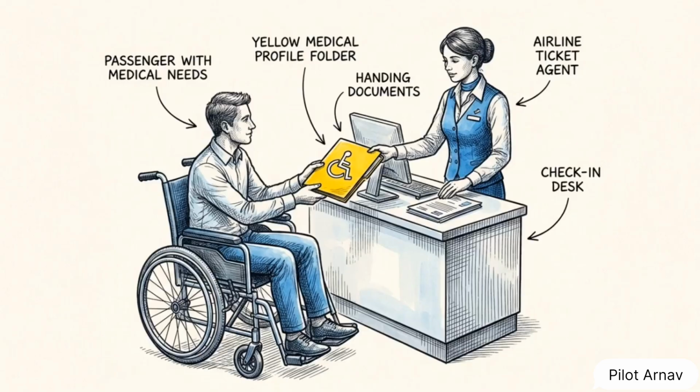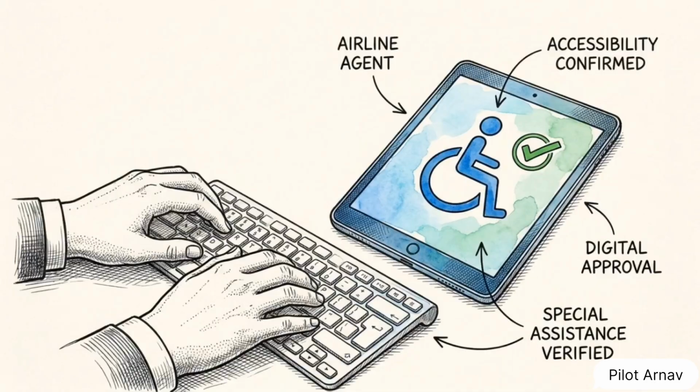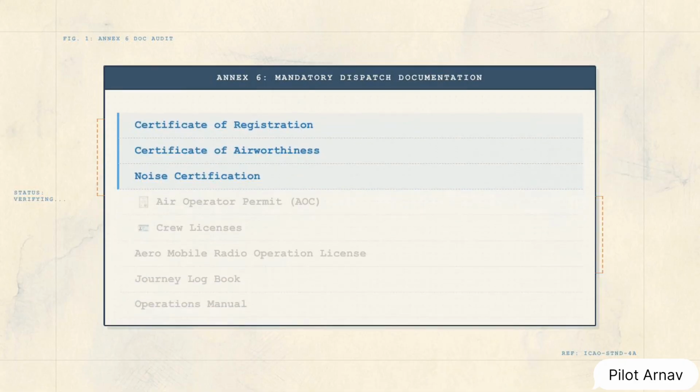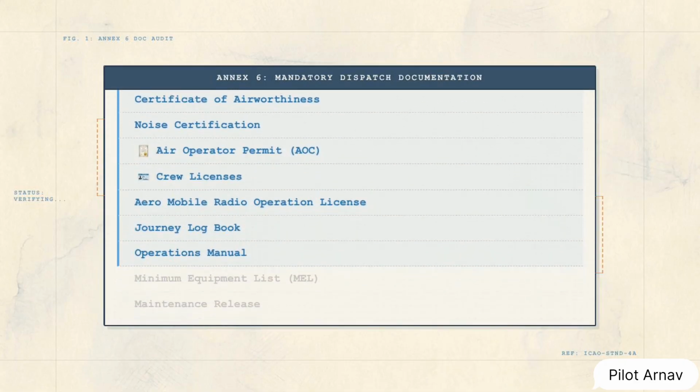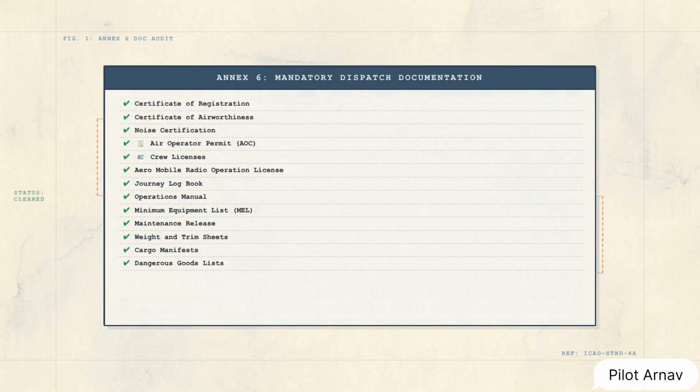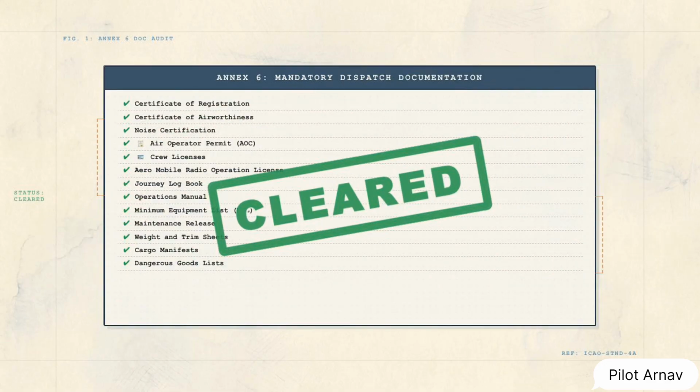For passengers with reduced mobility, the regulations require advance notice and specific check-in protocols to ensure the airline can provide necessary assistance. Dispatch is only permitted once a specific set of documents is on board, starting with certificates of registration, airworthiness, and noise. Add the Air Operator Permit, crew and radio licenses, journey log, and operations manual. Finally, the minimum equipment list, maintenance release, weight and trim sheets, cargo manifests, and dangerous goods lists.